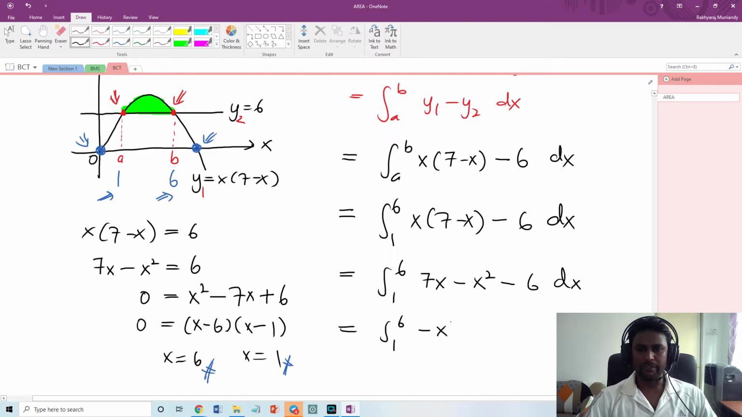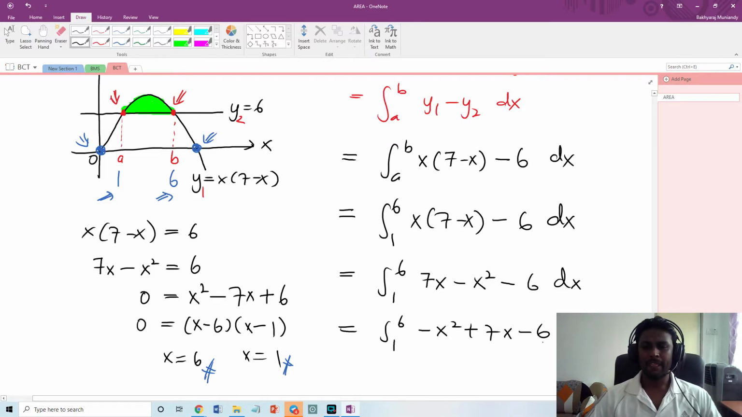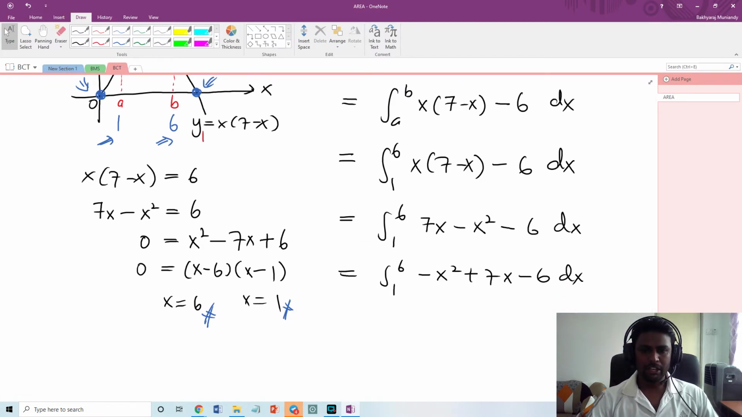So we get negative x square plus 7x minus 6. Just rearrange that nicely so that your last calculation will be easier. Okay, next, what is our answer? Okay, what is our integration answer? Equal.